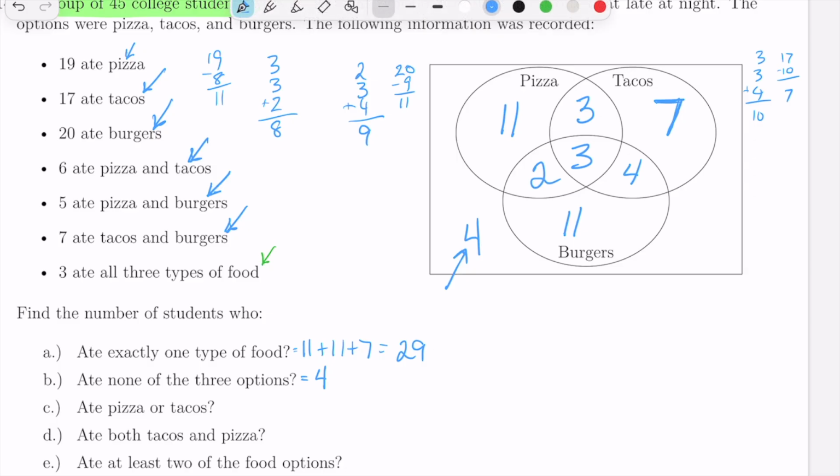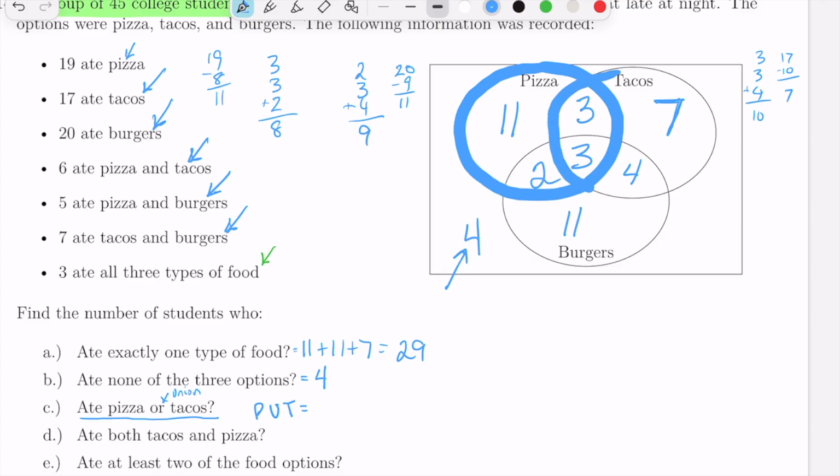How many ate pizza or tacos? Well, notice this or, that's a union. And also notice that it doesn't say anything at all about burgers. It just wants to know pizza or tacos. You could almost think of this as pizza union tacos. So the union will be anything that's in pizza along with anybody that's in tacos. There. All those people ate pizza or tacos.